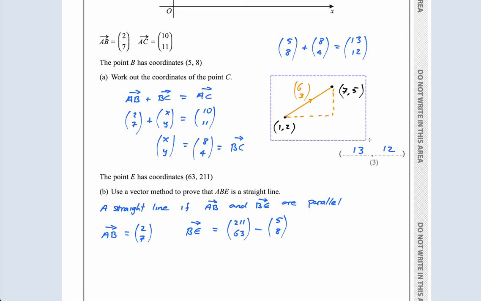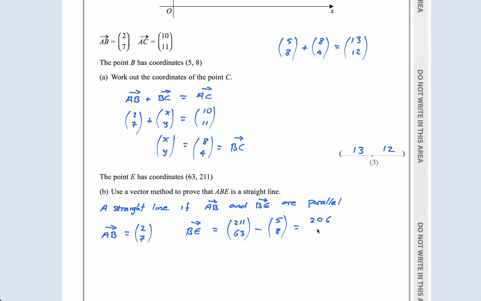So I'm going to use the same principle here. I'm going to do this minus this. 211 minus 5 is equal to 206. Is that correct? Yes. And 63 minus 8 is equal to 55. Now, is this a multiple of 2, 7? Guys, have I done that correct? Let me just check. 211. Sorry, I've put these the wrong way around, guys.